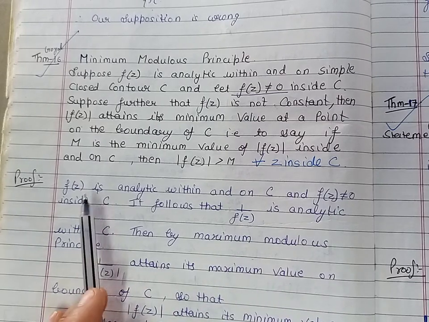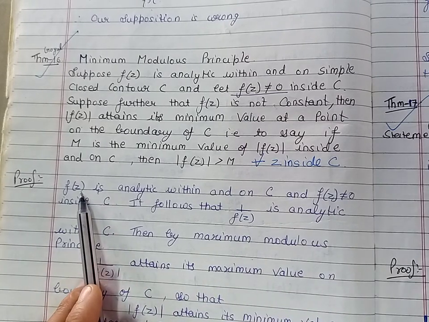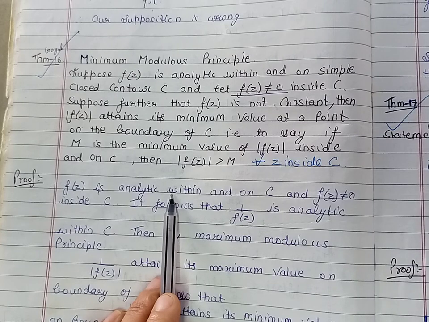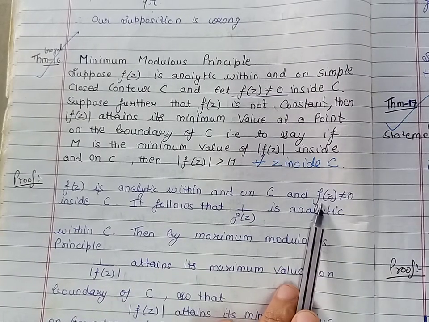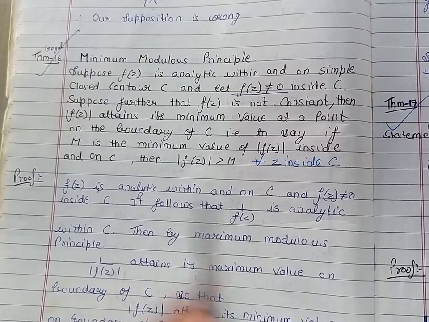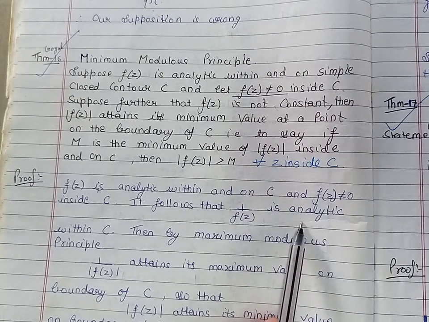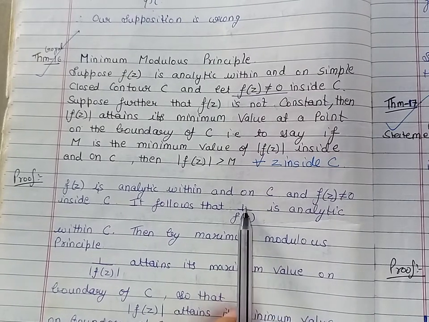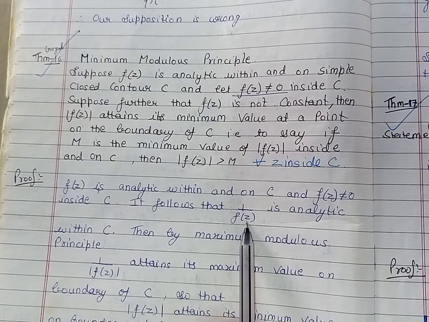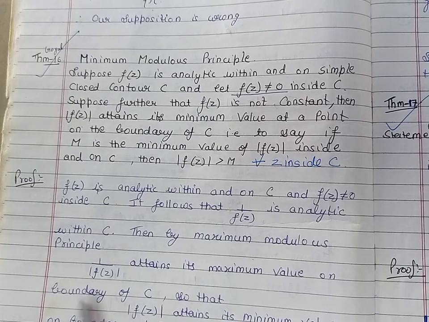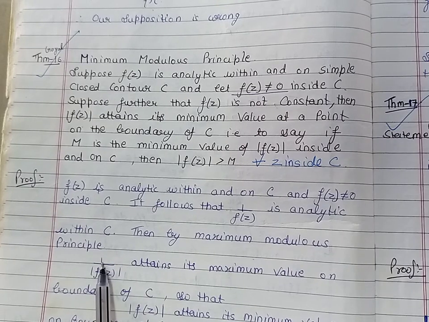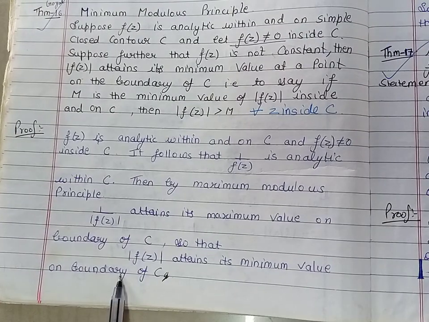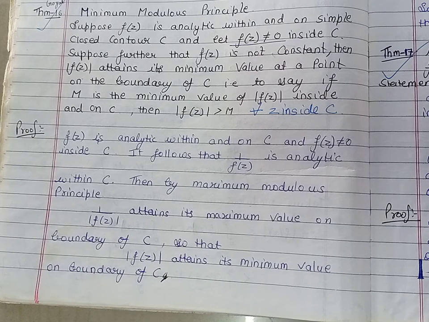In order to prove this principle, you will have to use the maximum modulus principle. Because here the function f of z is analytic within and on C, and the function is non-zero inside C, its reciprocal will also be an analytic function within C, and we can use the maximum modulus principle. So by maximum modulus principle, mod of this function attains its maximum value on the boundary of C, and therefore its reciprocal will attain its minimum value on the boundary of contour C, and this proves the minimum modulus principle.